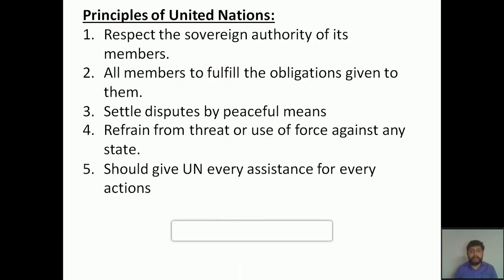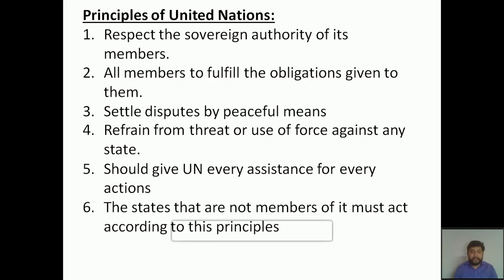Fifth one, should give UN every assistance for every action. So if United Nations is beginning an operation to solve a problem, all the members should give apt support or assistance to the United Nations. Sixth one, the states that are not members of it must act according to these principles.